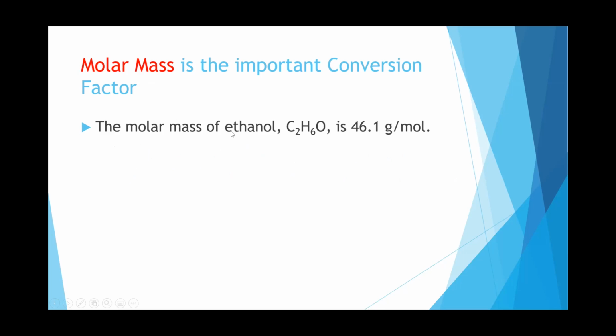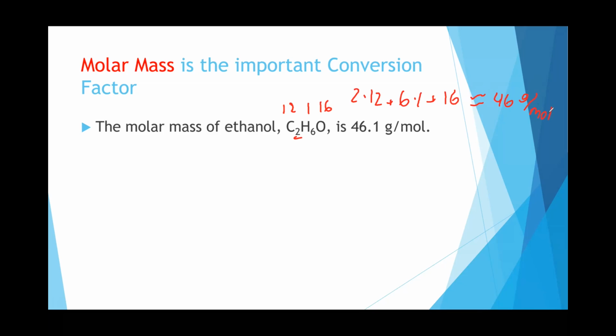So the molar mass of ethanol, C2H6O, is 46.1 grams per mole. So if you want to quickly verify, you can recall that carbon is 12, hydrogen is 1, and oxygen is 16. So since there's a 2 below on the carbon, it's 2 times 12 plus 6 times 1 plus 16. And you'll get roughly around 46 grams per mole.